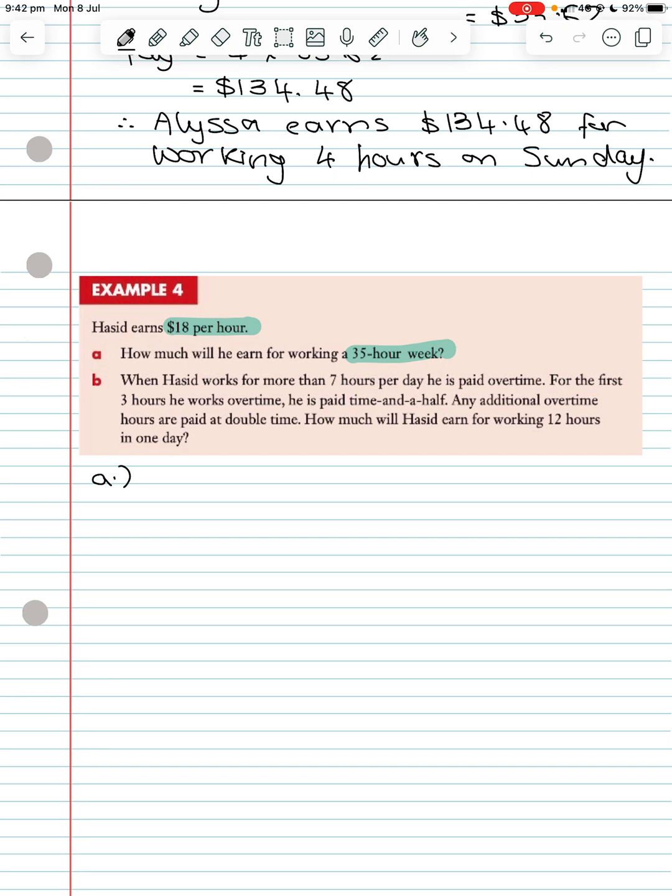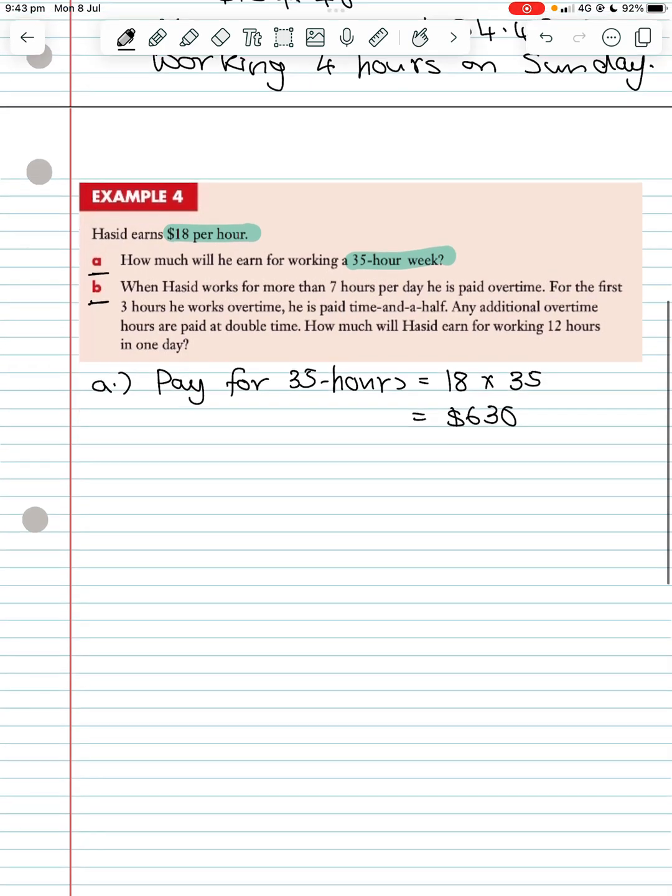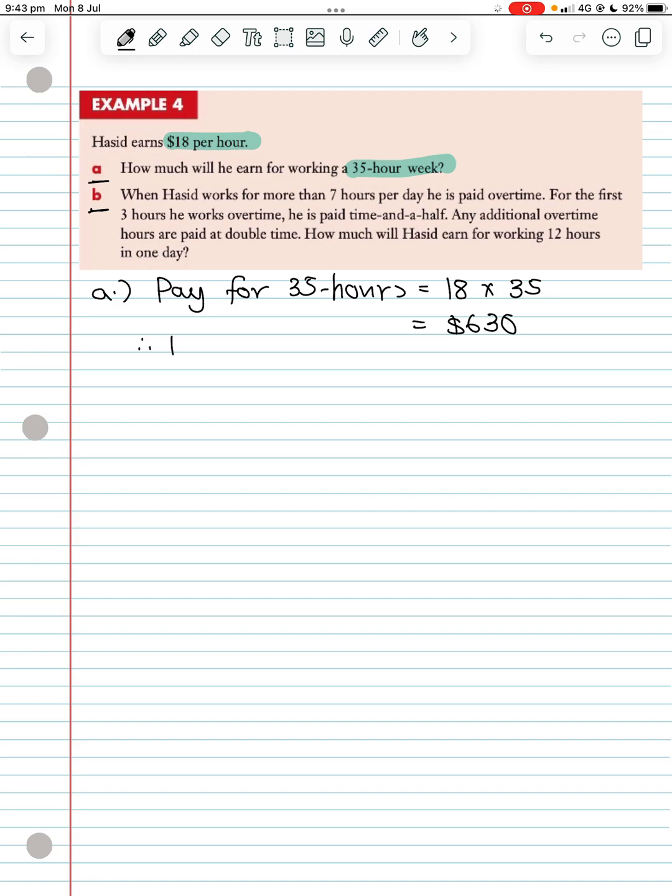So A is fairly straightforward. We'd just say pay for 35 hours. It's going to equal 18 times 35, which is going to give us $630. Again, because A and B are their own worded questions, we need to do a therefore statement. So therefore, Hasid earns $630 for 35 hours work.